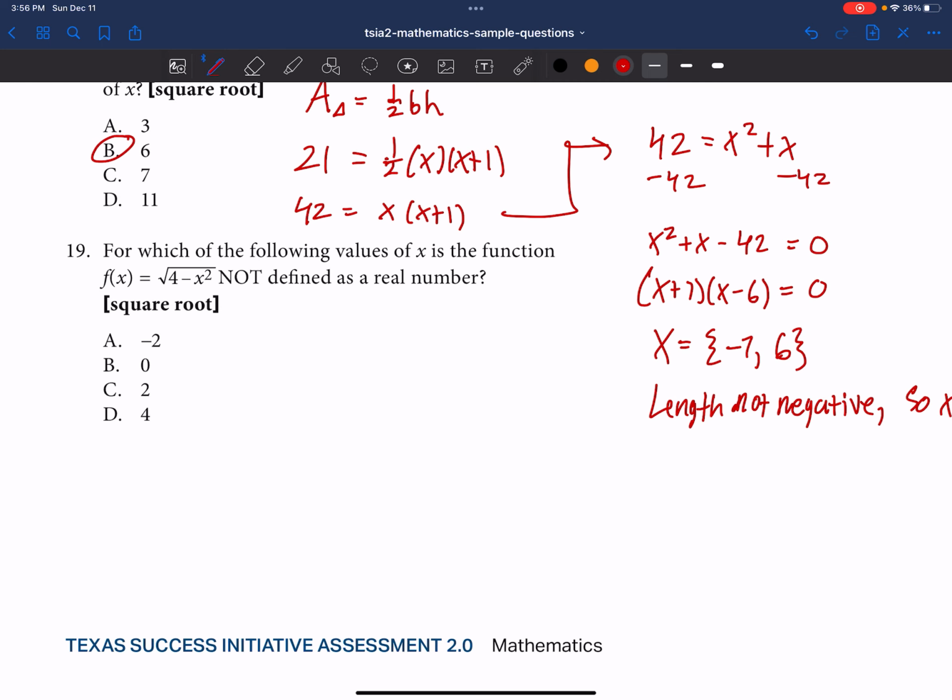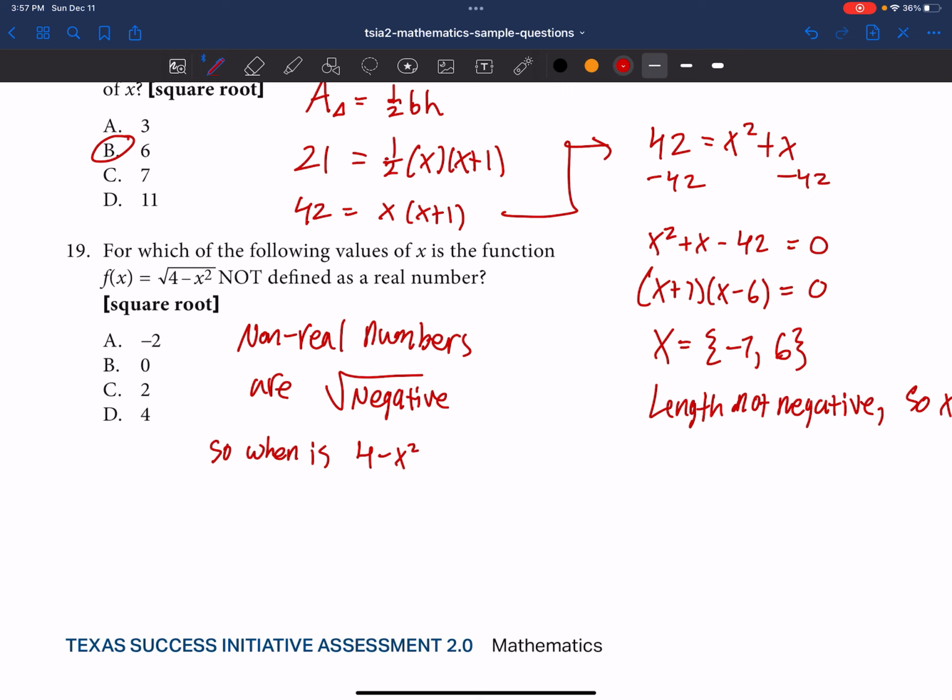For which of the following values of x is the function f of x equals root of 4 minus x squared not defined as a real number? Well, let's see. Non-real numbers are the square root of negatives. So when is 4 minus x squared negative? We're essentially looking for when is 4 minus x squared less than 0.